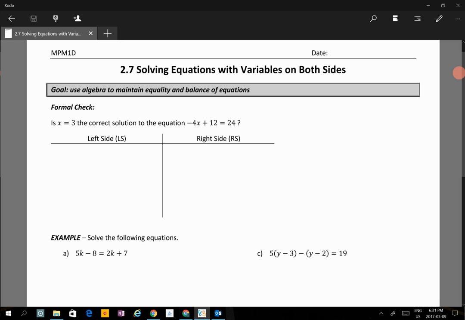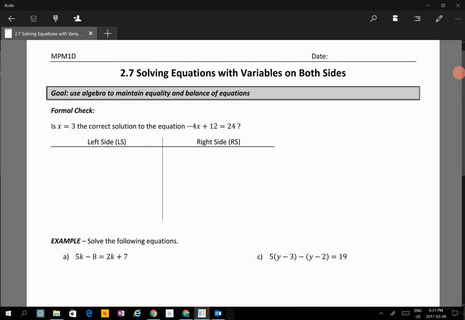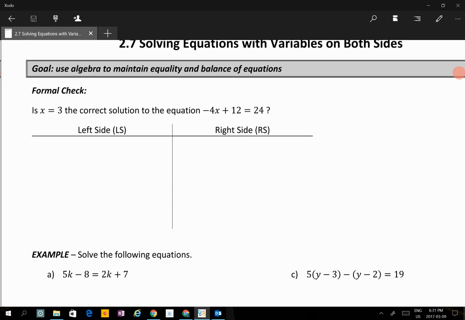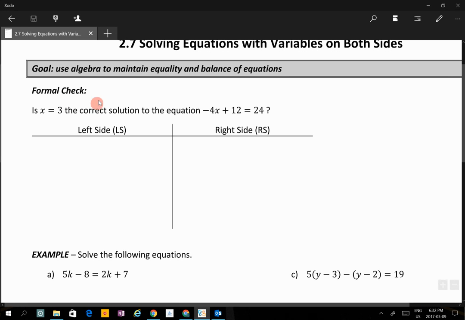All right, lesson 2.7, solving equations with variables on both sides. So let's go back a little bit to our previous lesson. What I didn't show was how you check after you find the solution. How do you check that the solution works? How do you check that x equals 3 is the correct solution to this equation right here?